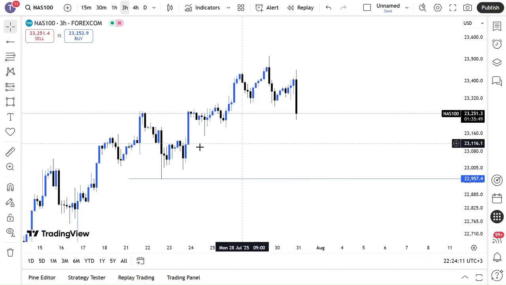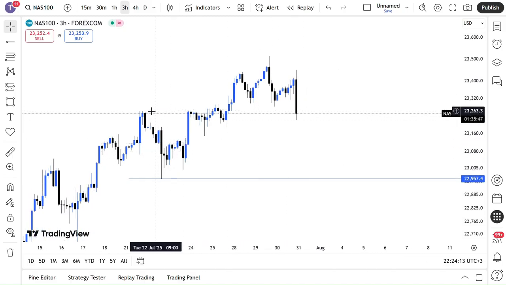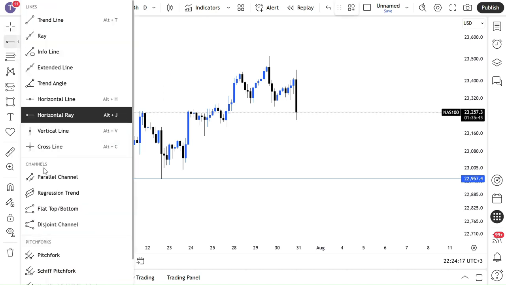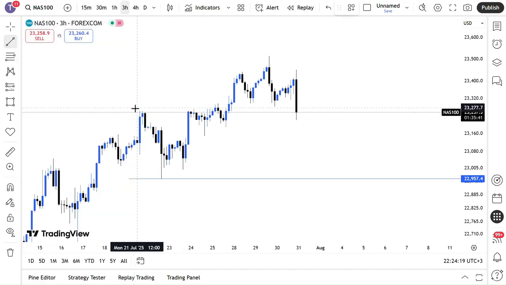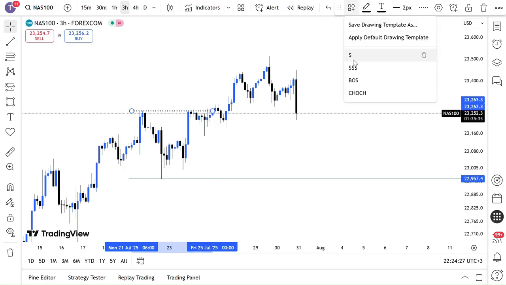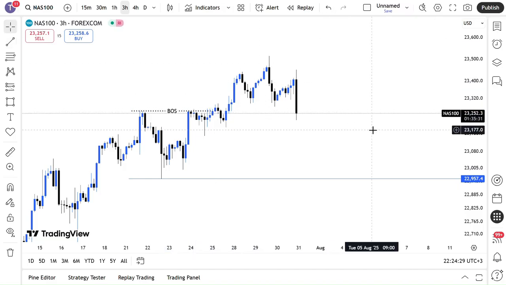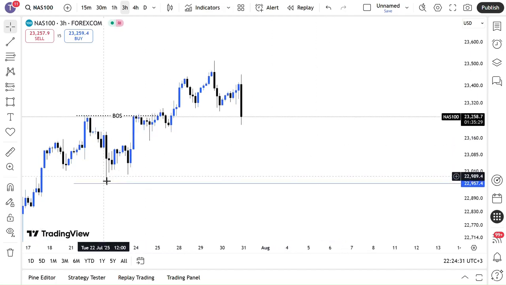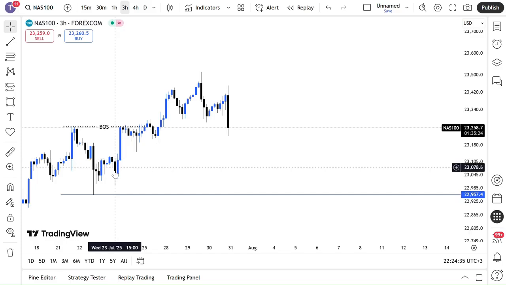And after that, we have this break of structure. We have the break of structure. So this is the current break of structure that we are looking towards getting a trade from. This is a valid break of structure. After that, we have this strong low that swept liquidity, and then we have this order block that was left behind.